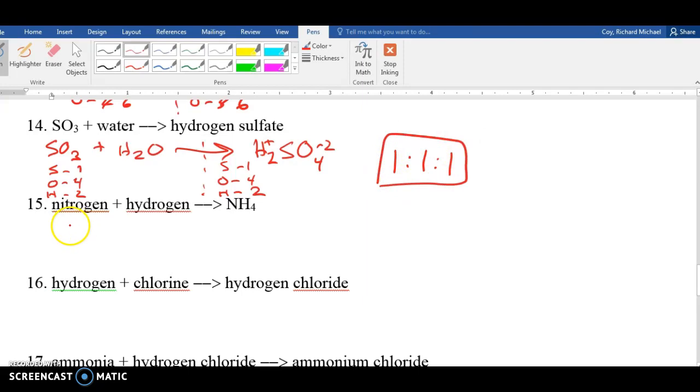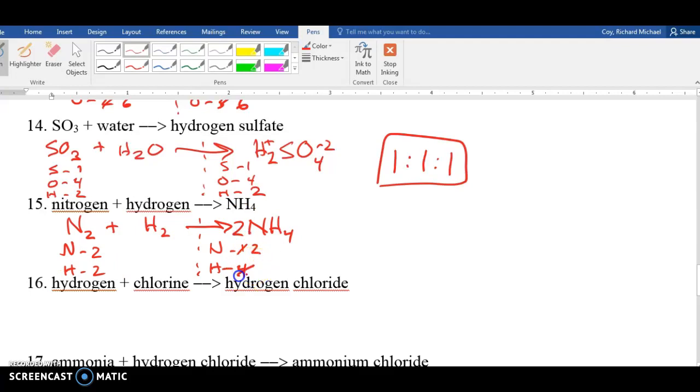Nice and easy. Nitrogen, one of the diatomics, plus hydrogen, one of the diatomics, makes nitrogen tetrahydride. N's and H's. 2 of those, 2 of those, 1 of those, 4 of those. All right, let's shoot for 4. Oh wait, let's fix the N's. 2 over here, 2 over there. Now our hydrogens just went to 8. Can you believe it? All right, so our nitrogens are good, our hydrogens are not, so put 4 there. Now we're good. 1, 4, 2.